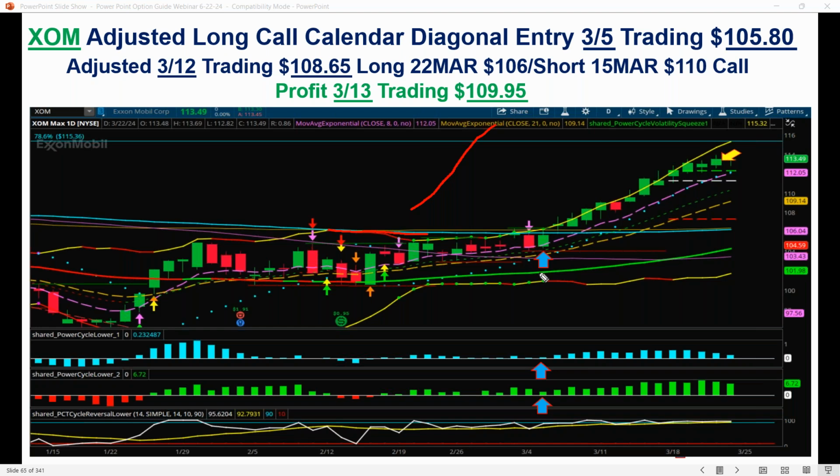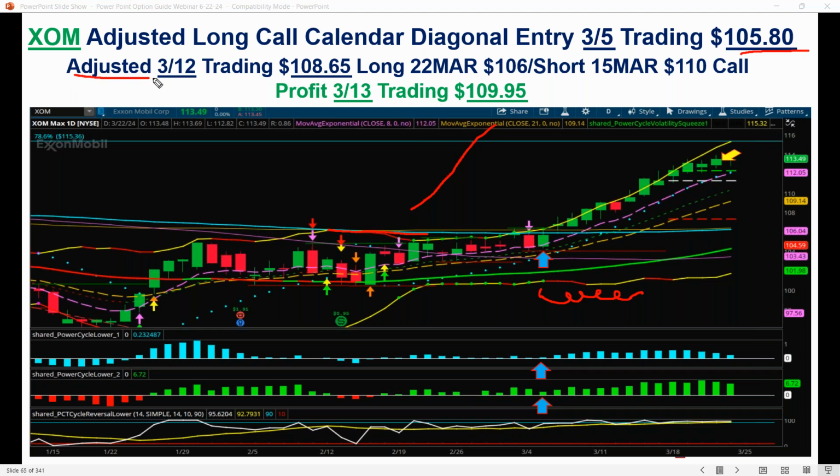So that's why we did this as a calendar diagonal, because it could have churned for a longer period of time, but we felt at some point it's going to break out. And it broke out and broke to the upside nicely. So the trade then we set at 105.08.